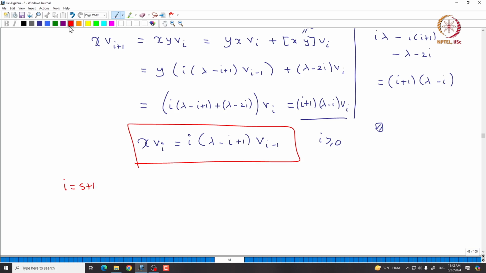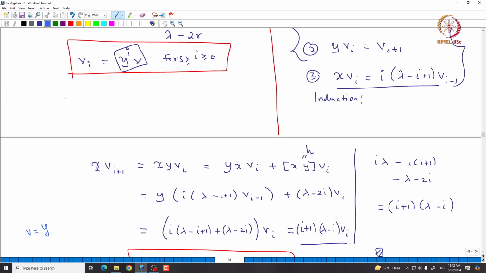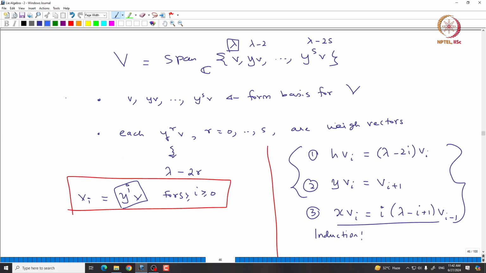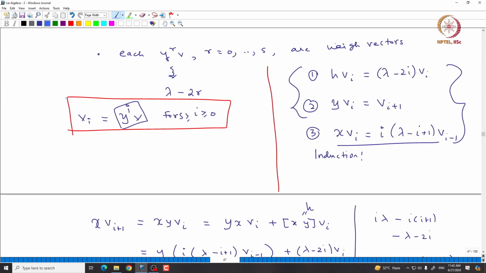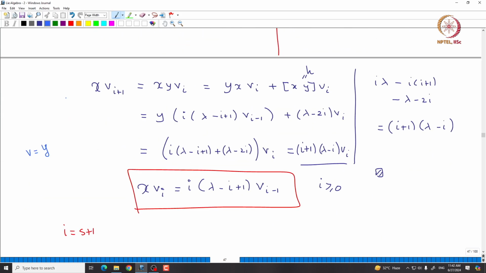So note that what is s? So we have chosen this vector v to be, let us recall, such that y power s v is non-zero and y power s plus 1 v is 0. So this is how we have chosen.